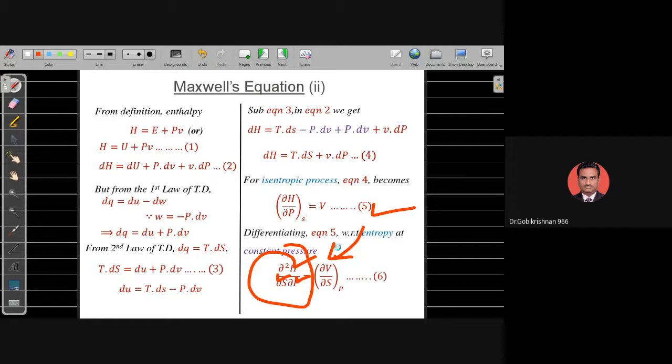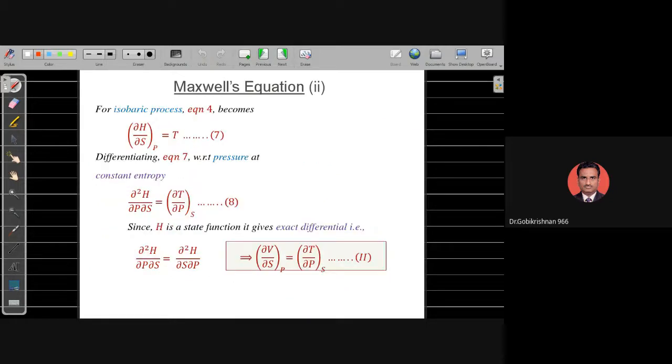Then you will see the same equation number 4 for the isobaric case. Isobaric means the change in pressure is zero, that means dP is equal to 0. When you select dP equal to 0 from equation 4, ultimately we get equation number 7: dou H divided by dou S at constant pressure is equal to T.